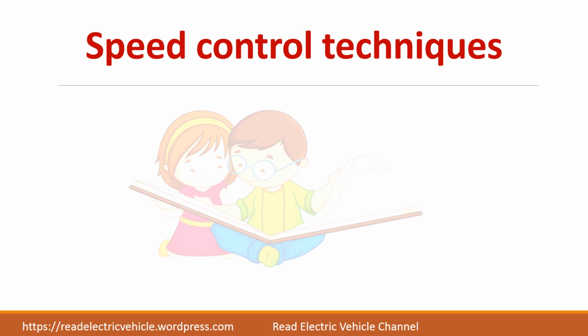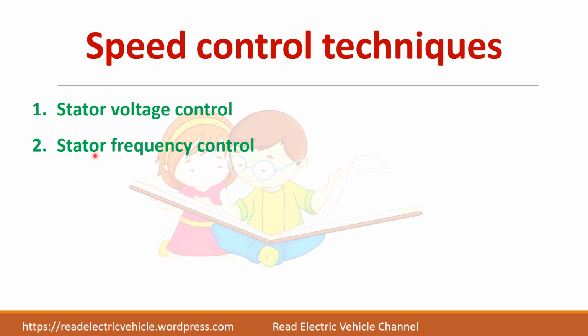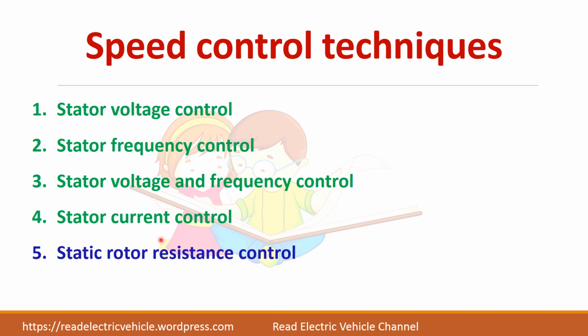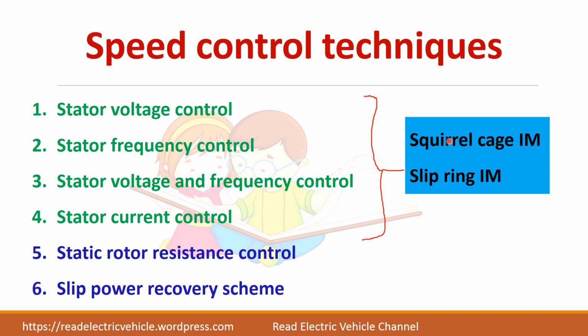There are different speed control techniques for induction motor, that is by varying the stator voltage, that is stator voltage control, varying the frequency of the stator, that is stator frequency control, varying both the voltage and frequency, and stator current control, static rotor resistance control, and slip power recovery scheme. So out of these, the first four can be used for both squirrel cage and slip ring induction motor, whereas the last two techniques can be implemented only in slip ring induction motor.